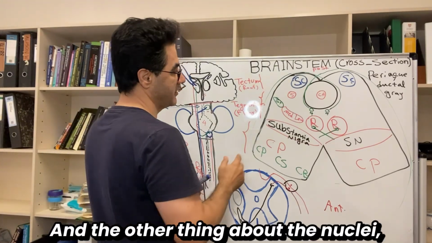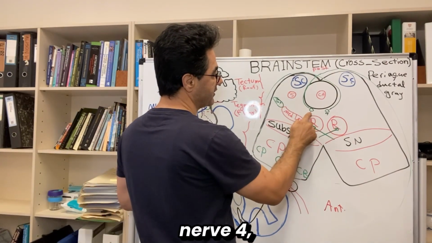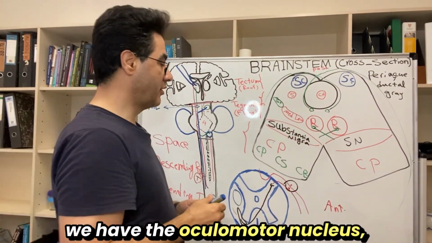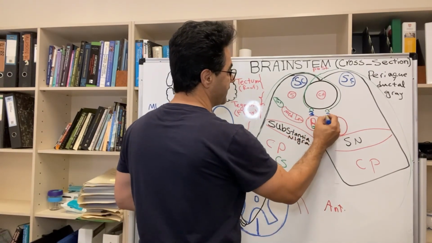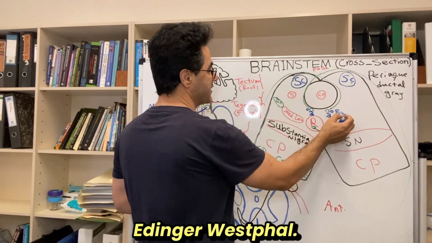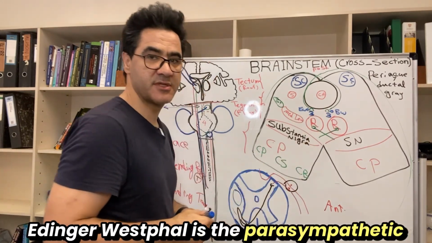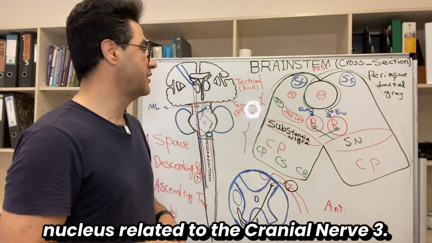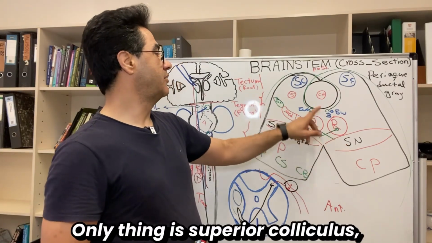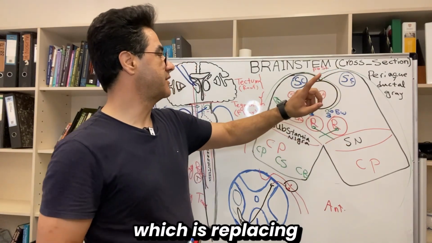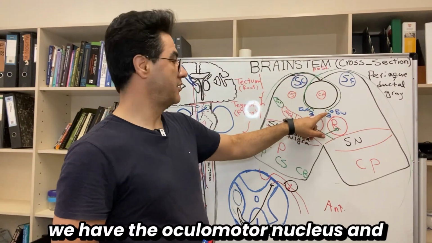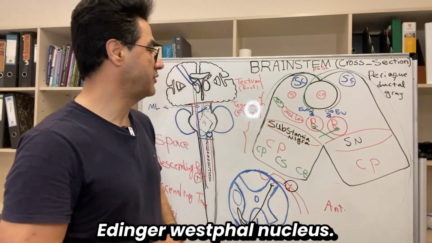And the other thing about the nuclei: instead of the cranial nerve 4 nucleus, the trochlear nucleus, we have the oculomotor nucleus, cranial nerve 3. So we have the oculomotor nucleus. Just next to this, we have the Edinger-Westphal nucleus. Edinger-Westphal is the parasympathetic nucleus related to cranial nerve 3. So the other structures are not changing, they are remaining. The only things that change are the superior colliculus, which is replacing the inferior colliculus, and also cranial nerve 3. We have the oculomotor nucleus and the Edinger-Westphal nucleus.